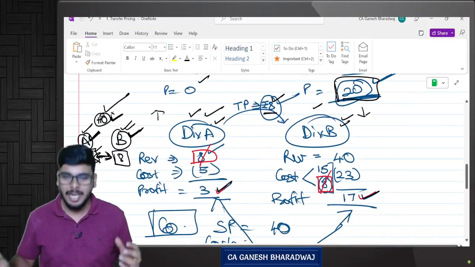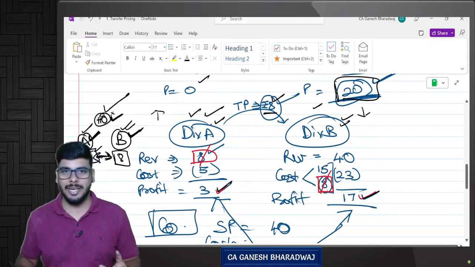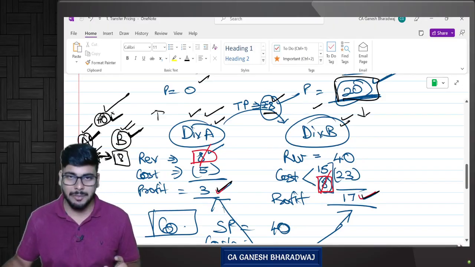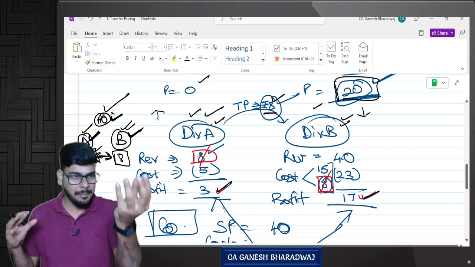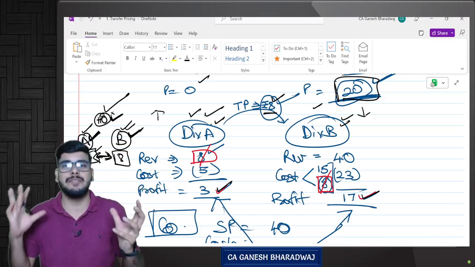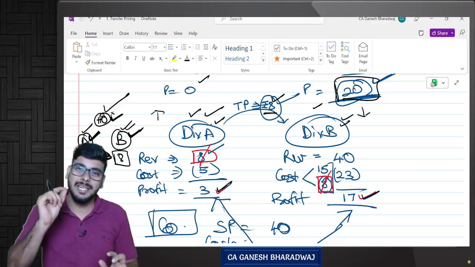And how do we do that? We actually introduce a concept called transfer price. And what do you mean by a transfer price? The price at which the intermediate product is transferred by the supplying division to the receiving division, and this transfer price is generally more than the cost.